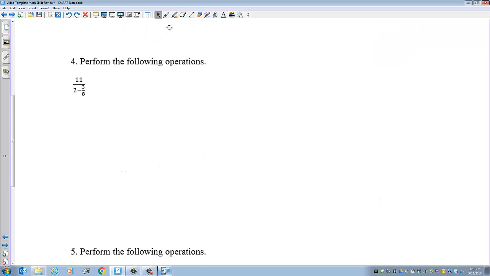All right, so then on the next problem, now we're going to divide fractions basically. And so on this one, what you have is 11 divided by 2 minus 3 over 8. So what we need to do first is subtract the fractions on the bottom.